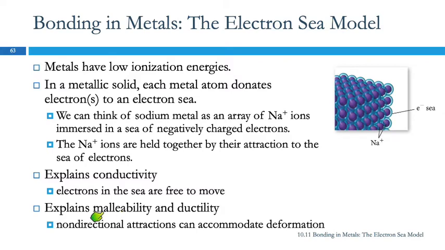Also explains malleability. You can dent metal. Ductility, you can pull it into a wire, because this is a non-directional attraction. So it can be deformed without having a problem. So if you hit this with a hammer and smash some of this down, it'll still be attracted even as it moves down, and so it's not going to shatter into pieces like most ionic compounds do.